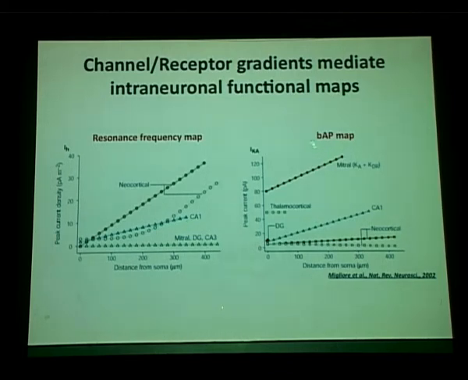And the backpropagating action potential map in the CA1 pyramidal cells is mediated by an increase in the expression of the A-type potassium current sitting in the dendrites. Because this transient potassium current is higher, the sodium-potassium balance is tilted in favor of potassium, and hence you have a lower action potential amplitude at these locations. Right? So these maps within neurons are mediated by the presence of ion channel gradients that sit on the somatodendritic topograph.